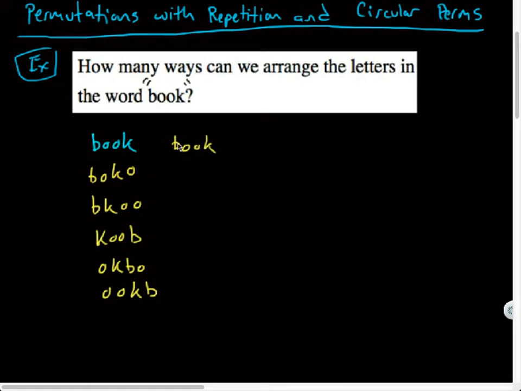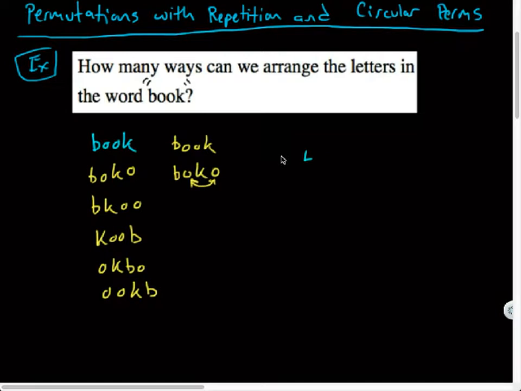So I'd want to find a way of getting rid of that repetition, right? Just like how Boko, I could also have Boko where I switched the O's there. So in order to figure this out, this is how we think about it. First of all, how many ways could I arrange just plain old four letters, book? How many ways could I arrange it just total? Four factorial, or 24, right?